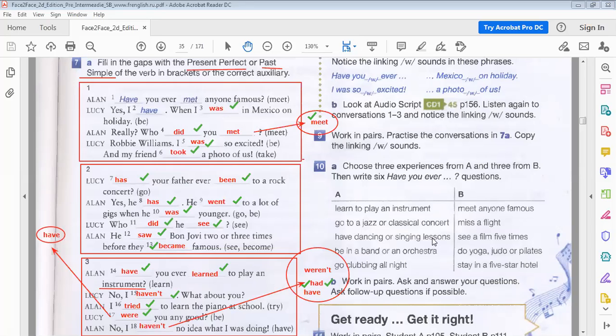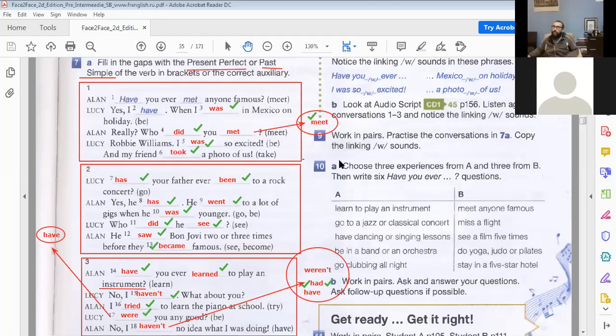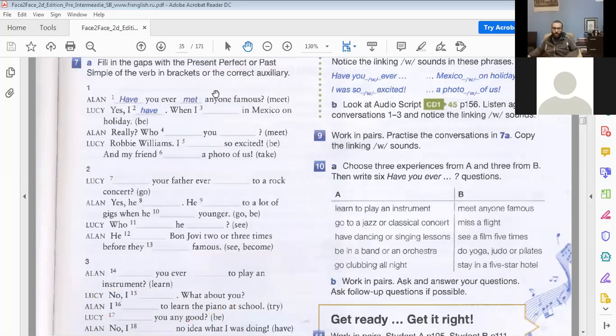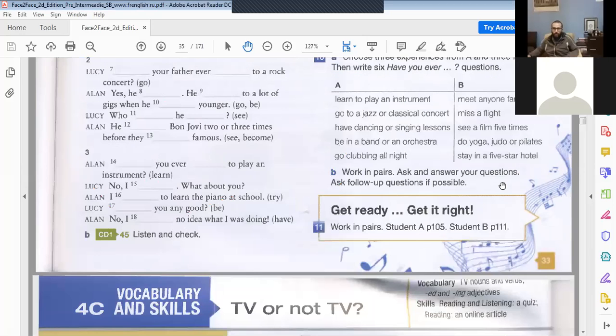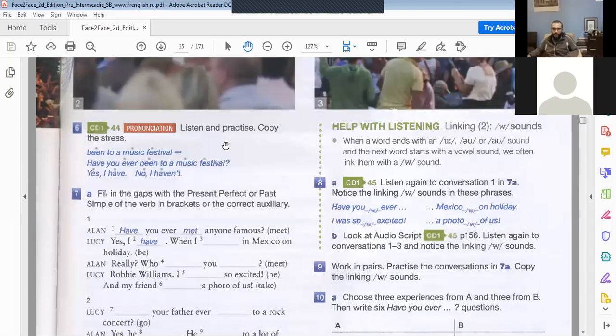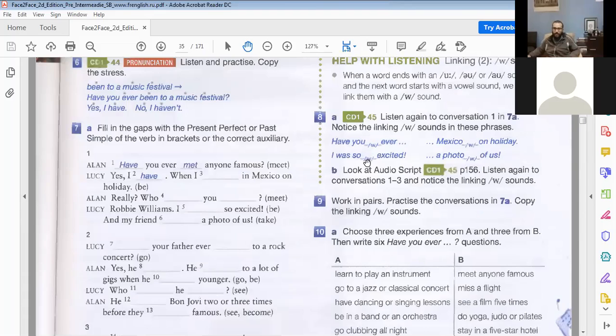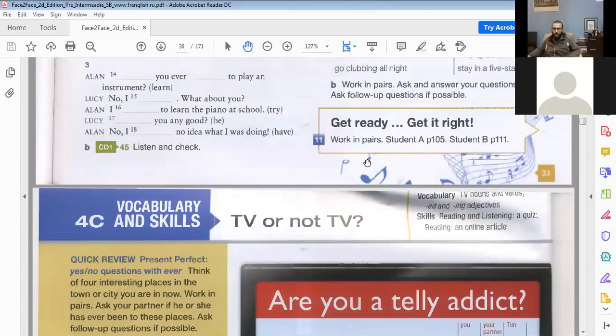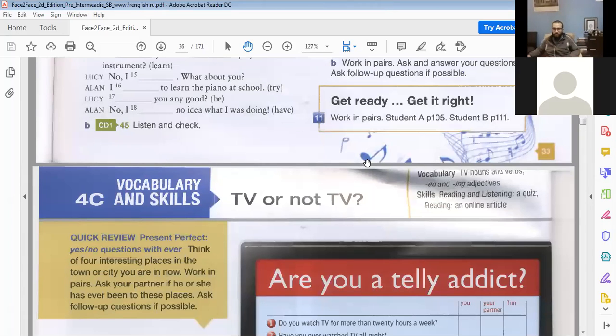Okay, so in our next lesson, next time on Tuesday, we'll check this again. Maybe we'll practice a little more. And we will also do a little bit of listening. So I want you to listen to how the present perfect is done. And we'll do some reading in this lesson, okay?